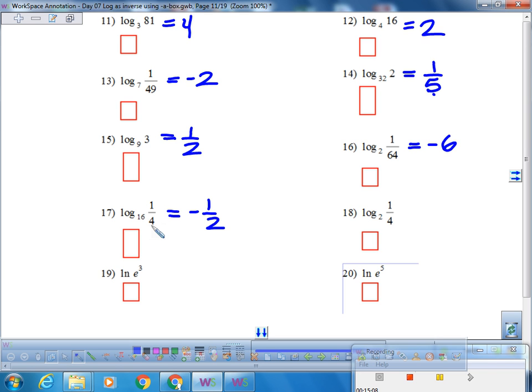All right, 2 to the what makes 1/4? So it had to get bigger, so we need a 2, but then we turned it into a fraction, so it needs to be a negative 2. E to the what makes e^3? 3. E to the what makes e to the 5th? 5. All right, I'm going to move on.